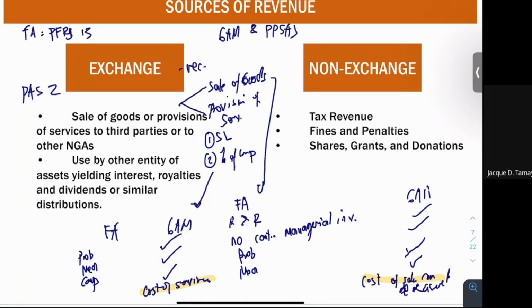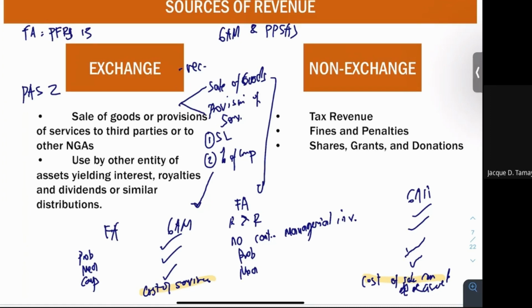That is for exchange. How about for non-exchange? For non-exchange, as I told you, this is wherein the transaction, the entity only receives value from another entity without giving an equal value on that particular receipt. So your non-exchange comes from the following. First, tax revenue. So when we say tax revenue, generally these are your tax collections.